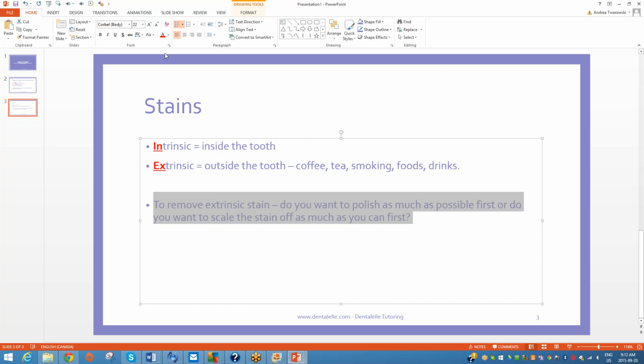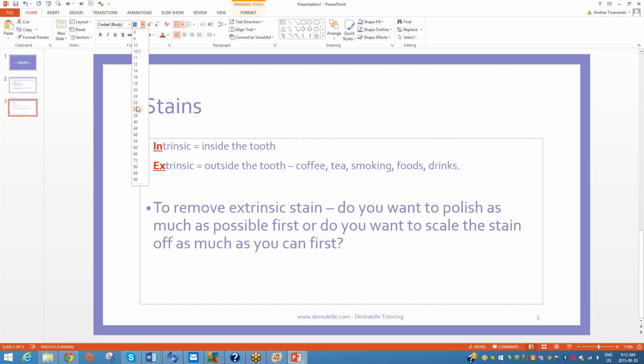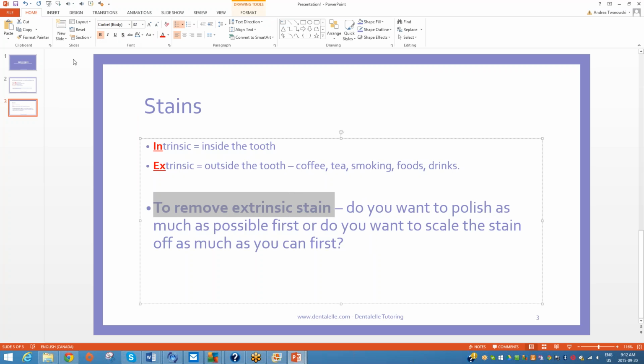And they did have a similar question like this on the board exam, so I want to see what you're all thinking. Is it a better idea to polish as much as possible to get that off? Or do you want to use your instruments as much as possible, the best you can, before you polish the remaining stain off? Because for those of you who are in school, you've probably noticed that there's just some stain after you scale. You're probably thinking, okay, I know I can take this off easier with the polish, or there's such a tiny amount left that I might as well just polish it off. You know, these things you're probably thinking.